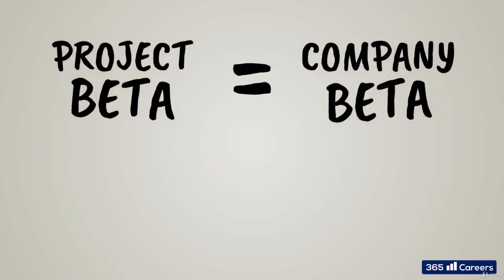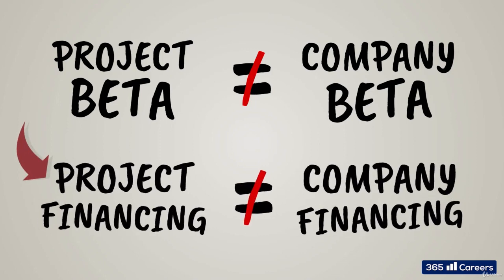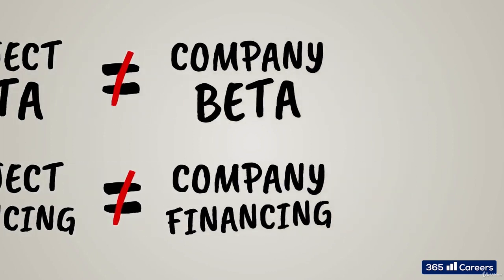One subtlety we didn't mention in our previous lesson is there can be a difference between a project's beta and a company's beta. This happens when a project is financed with a different amount of leverage than the typical amount of leverage used by the company.